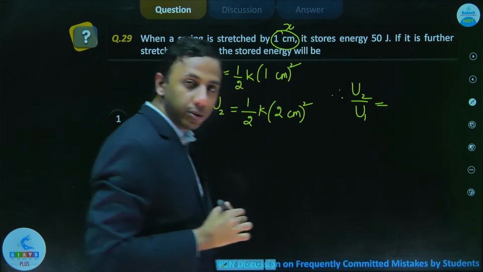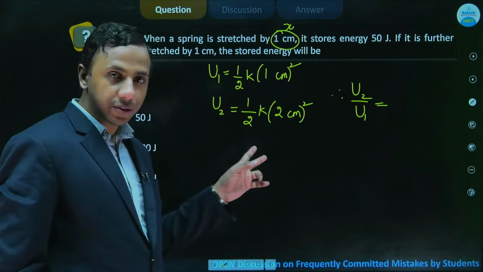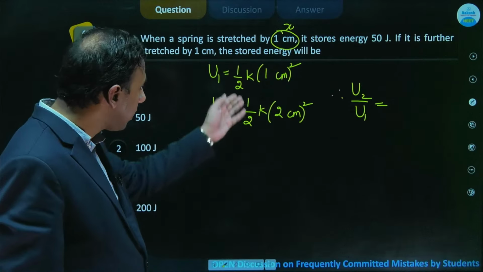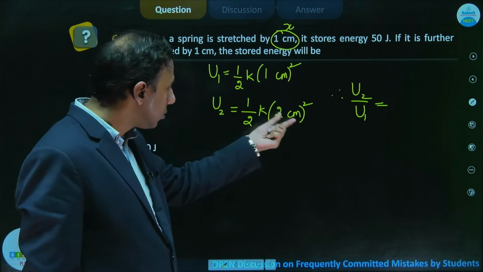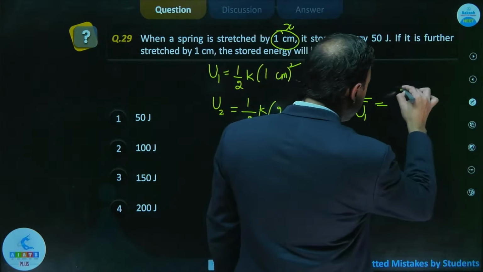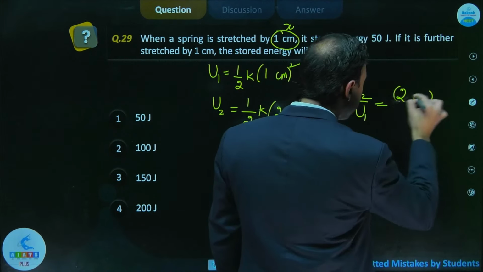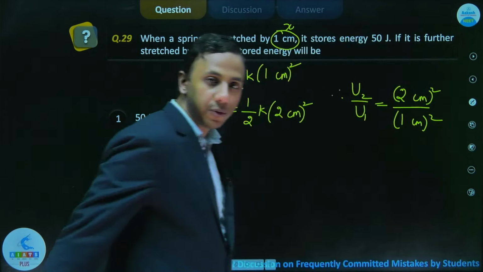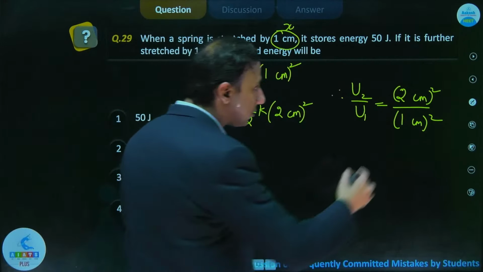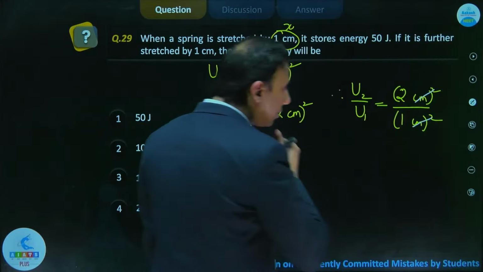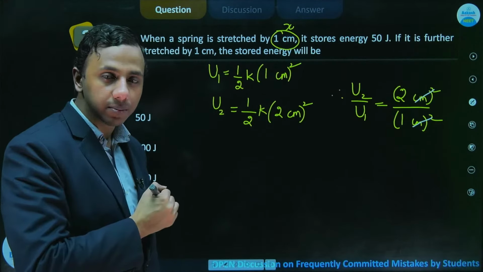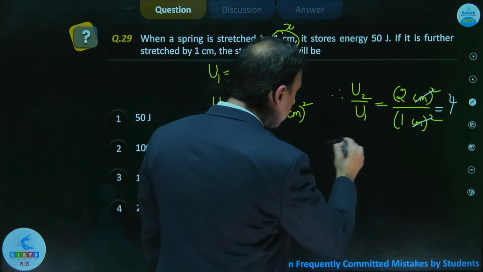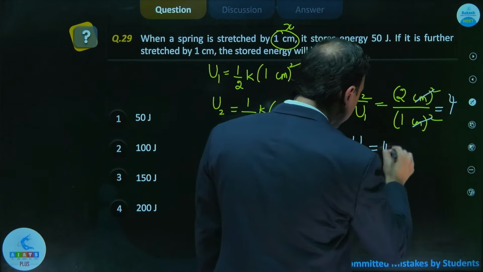U2 by U1, when you take the ratio, this K by 2 is a constant for that spring, right? It's a property of the material of the spring, so it will get cancelled. And what remains then? 2 centimeter and 1 centimeter, so 2 centimeter square by 1 centimeter square, and this centimeter square will also get cancelled. Now what will remain is 2 square by 1 square, that is 4 by 1, that is 4 only. So this is equal to 4, therefore U2 is equal to 4 times U1.